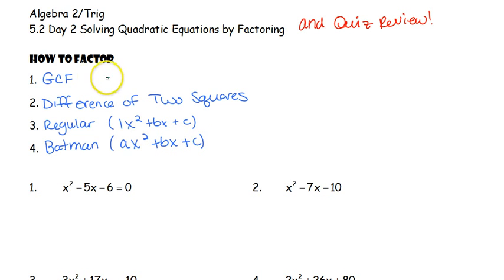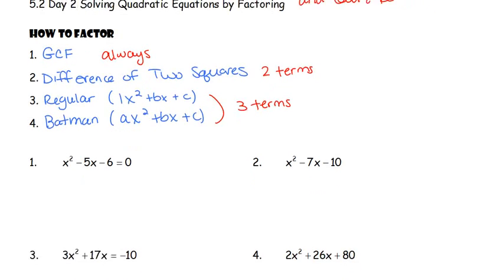Now the GCF you always do first, no matter what. Sometimes there's a GCF, sometimes there's not. If you have two terms, you're looking for the difference of two squares. If you have three terms, you look for regular or for Batman. So kind of a guideline on where to go. Alright, get ready because we are going to move quickly through your quiz review.